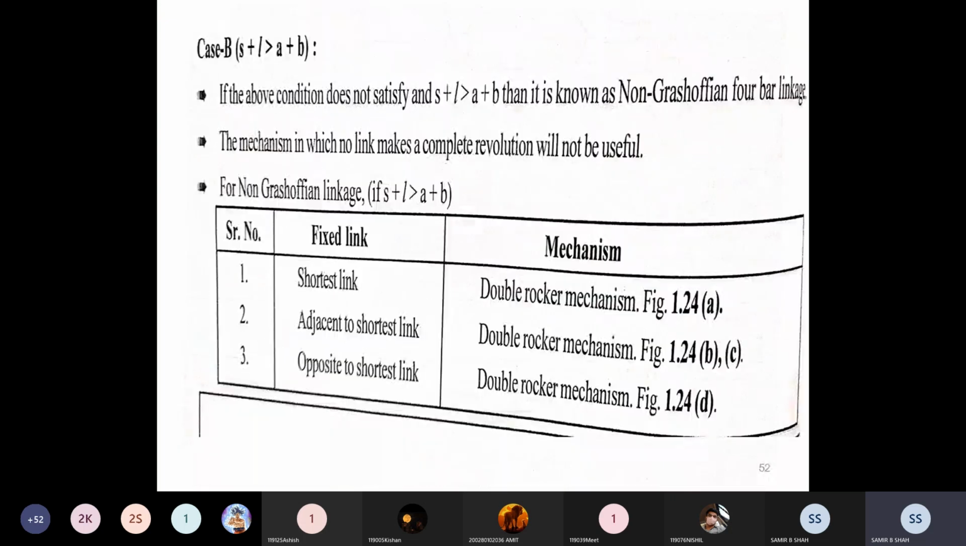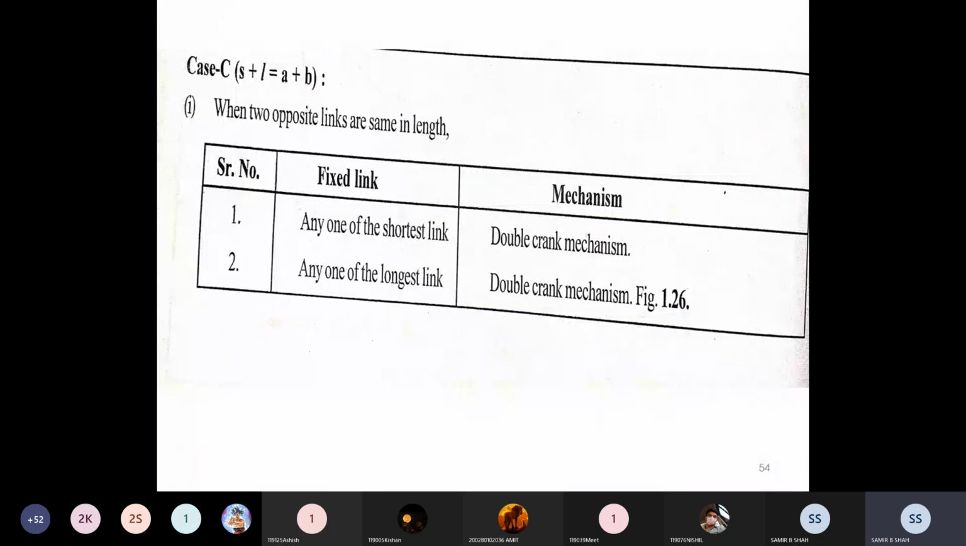It means that in the equal to condition, when two opposite links are of the same length, then definitely one is the shortest link and one is the longest link. Okay, if one is the shortest link, then it is called a double crank, and if one is the longest link, then another is also shortest, so it is also known as a double crank. So you remember that at that time the double crank mechanism is for this. But if any two adjacent links are equal, there are two cases.